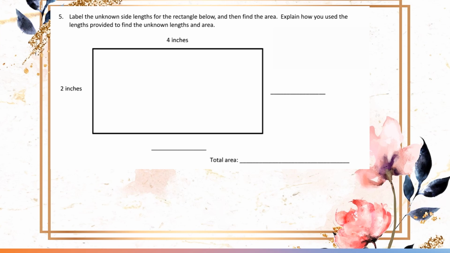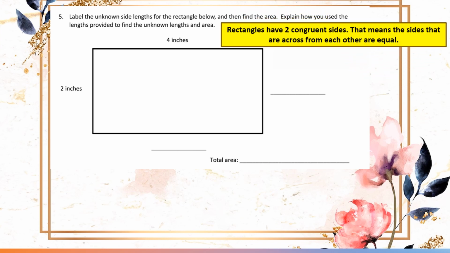Okay, now for the last question of our homework. Number 5. It says label the unknown side lengths for the rectangle below and then find the area. Explain how you use the lengths provided to find the unknown lengths and area. Okay, so we have the long side, or the length of this rectangle, which is 2 inches.